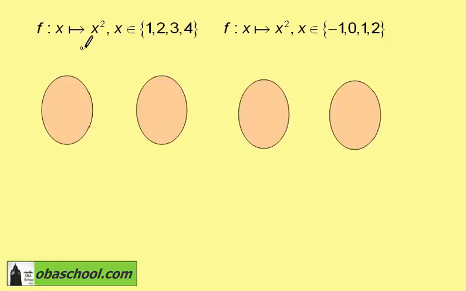We're given the function f maps x to x squared with a domain the numbers 1 to 4. We put these numbers into the domain, so 1, 2, 3 and 4, and these numbers will need to be mapped by the function to the range.